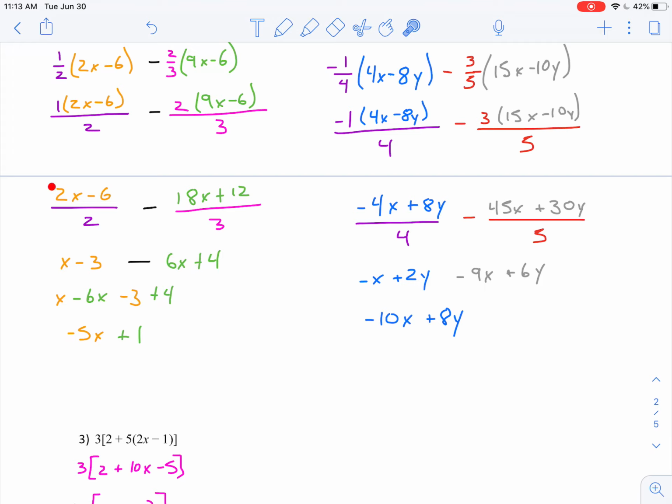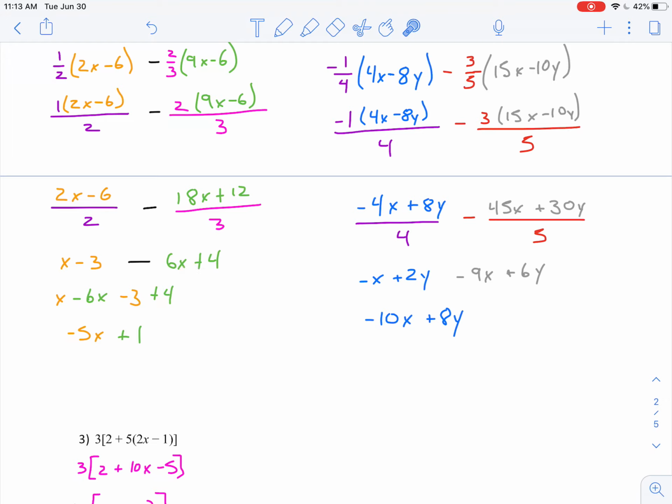Or in this case, 2 divided by 2 is 1. Negative 6 divided by 2 is negative 3. 18 divided by 3 gives me 6. Remember, this is still a negative here. 18 divided by 3 gives me 6. 12 divided by 3 gives me 4. Now it's starting to look a little bit easier.